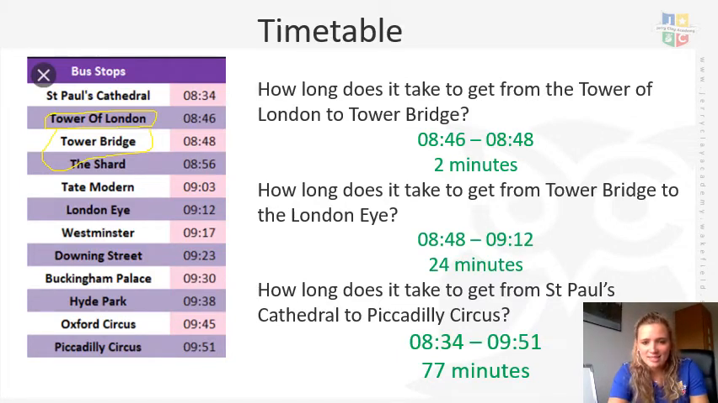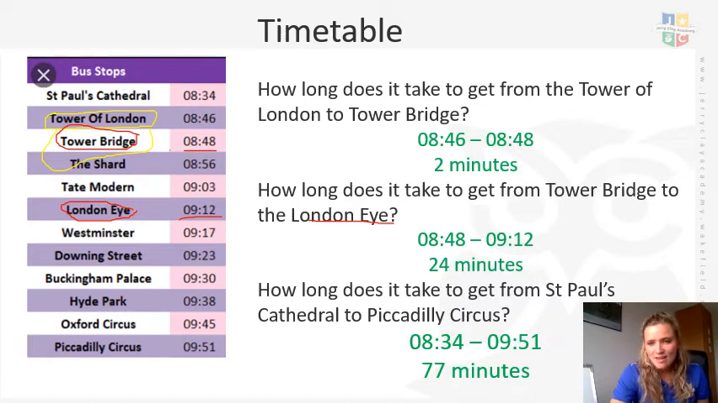How long does it take to get from Tower Bridge this time? And I want to get to the London Eye. So let's find the London Eye. We can see that I got on the bus at 8:48 at Tower Bridge and I arrived at London Eye at 9:12. So if you count up, you can either count 12 minutes up to the hour and then 12 minutes on top. You'll find that I was on the bus for 24 minutes. So you could have done your jumping method, or you could have just seen it and worked it out that way.